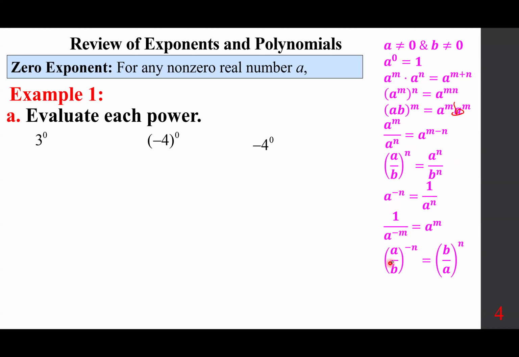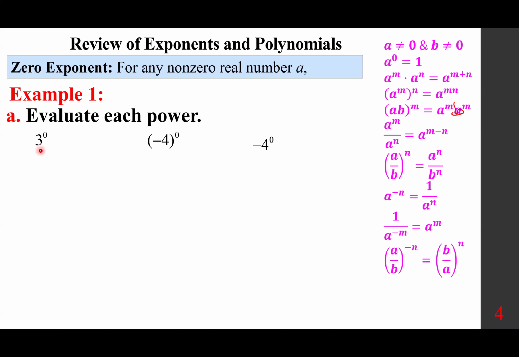These three are really negative exponent rules. A to the power of negative n is 1 over a to the power of n. 1 over a to the power of minus m is a to the power of m, and a over b to the power of negative n is the reciprocal, b over a to the power of positive n. In other words, all you have to do, if you have a negative exponent, just move it. If it's down, bring it up, and vice versa.